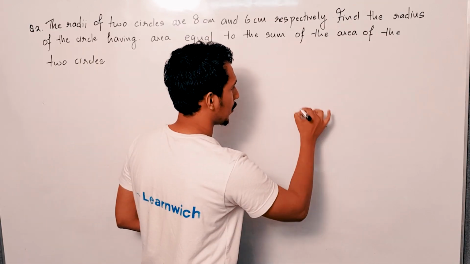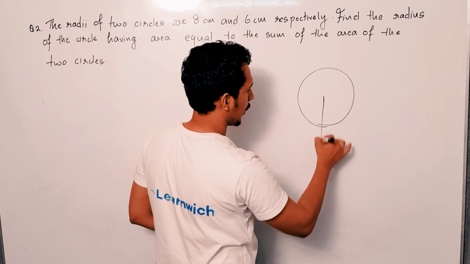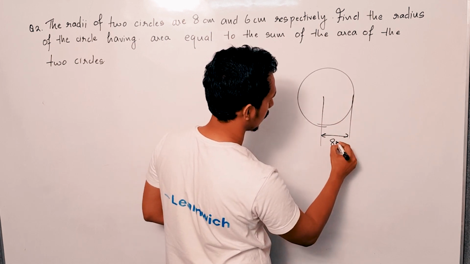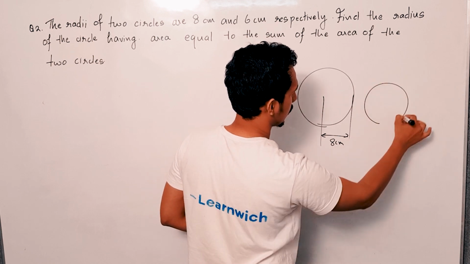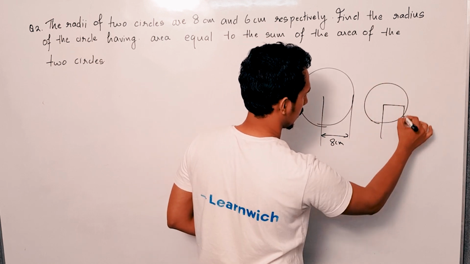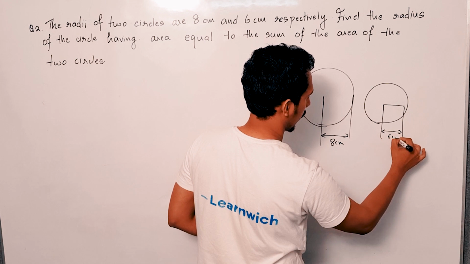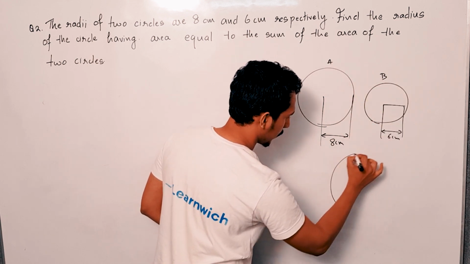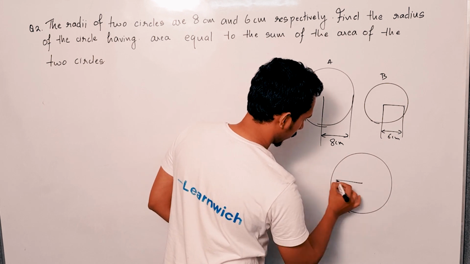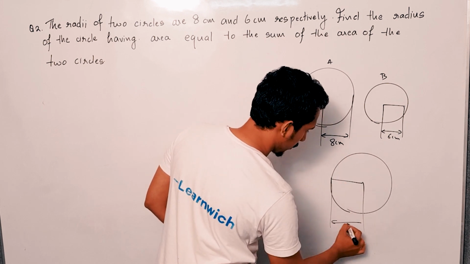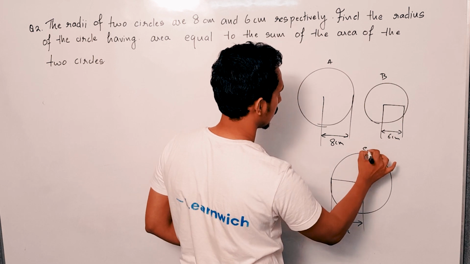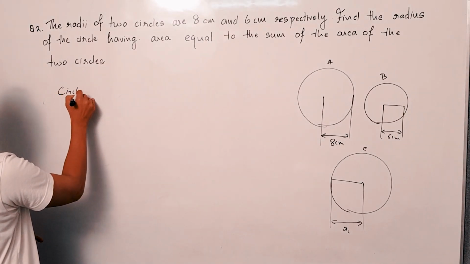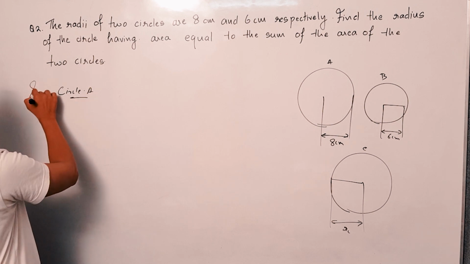So we have two circles. I'm not going to solve this question for you, but I'll just give you an idea. The first radius is given as 8 centimeter, and then there is another circle which has a radius of 6 centimeter. This is A, this is B, and this is C. Let's say its radius is RC. Solution. Here we have circle A.